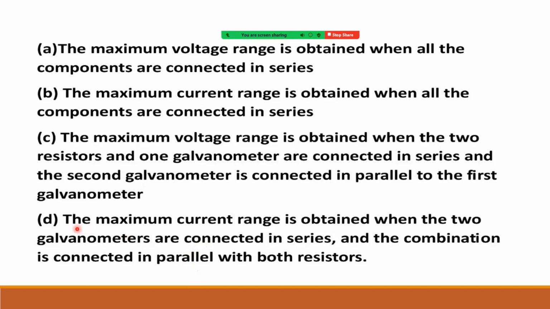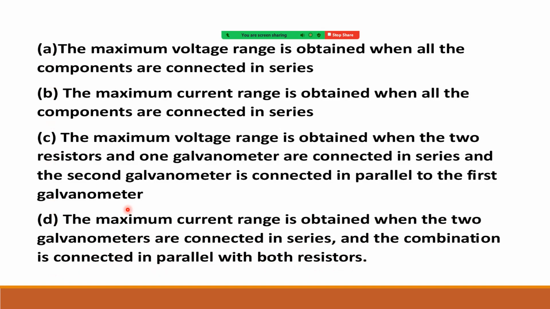And C, fourth one: the maximum current range is obtained when the two galvanometers are connected in series and the combination is connected in parallel with both resistors. So we have to connect resistors parallel to galvanometers, then that becomes an ammeter. That means option D is correct. So the correct options are A and D.